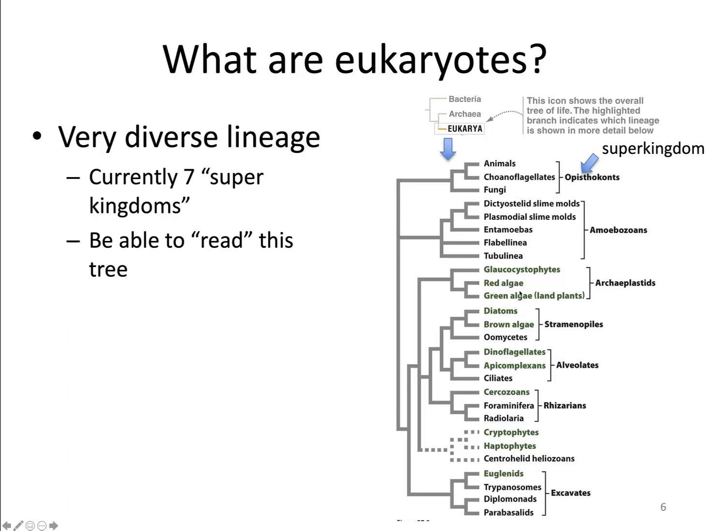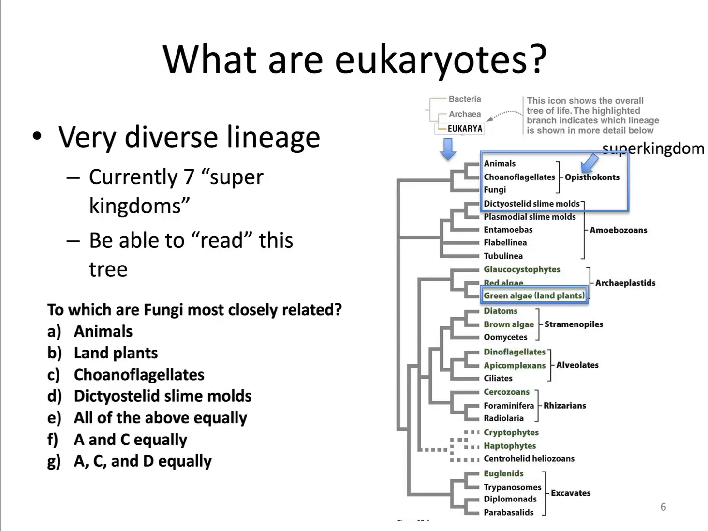You can see the green algae and the land plants are here. Red algae and brown algae are here. Things like dinoflagellates are here. The rest of these are protozoans that you're probably not super familiar with. But you should have a general idea of what's going on in this tree, and especially be able to read it in terms of interpreting a phylogenetic tree. So what do I mean by that?